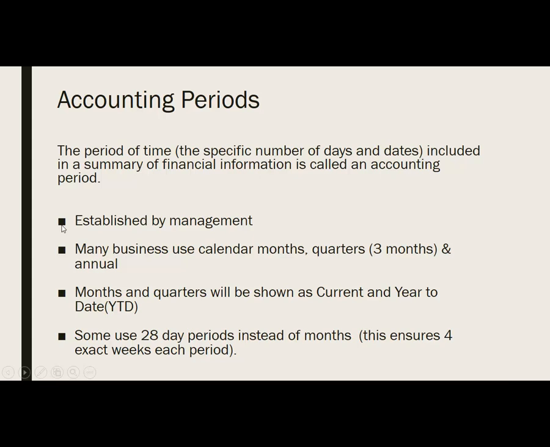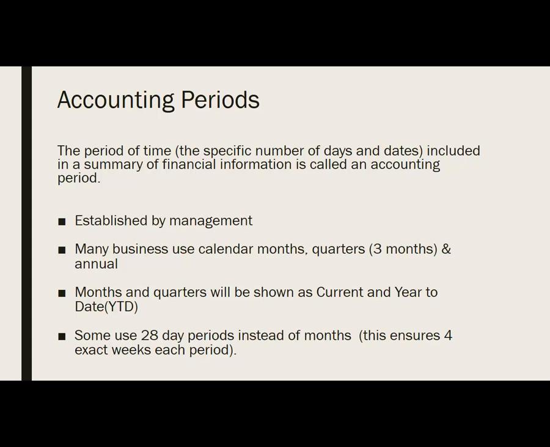Accounting periods don't have to be the same for every single company. They are established by management, and so each management team will decide what an accounting period looks like for that company. There is some uniformity from hotel to hotel, from restaurant to restaurant, so that they can compare their businesses to other businesses within their industry. What you will see is many businesses will use calendar months, quarters, which are 3 months put together, so 4 quarters for the year, and then provide annual information, so an annual accounting period.